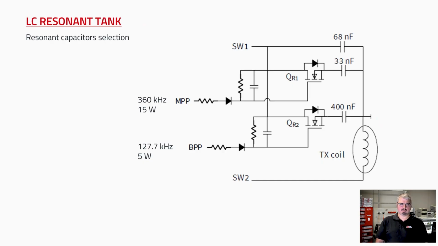Also, you have a switching resonant tank. That means, for example, if you have an iPhone 15, which uses the Qi2 MPP power profile, then it automatically switches with this 33 nanofarad on. And if you are in the baseline power profile, for example, if you have an older smartphone which uses the Qi1 standard, then it automatically switches to the 400 nanofarad.